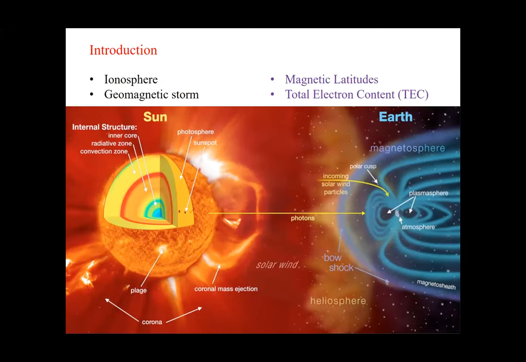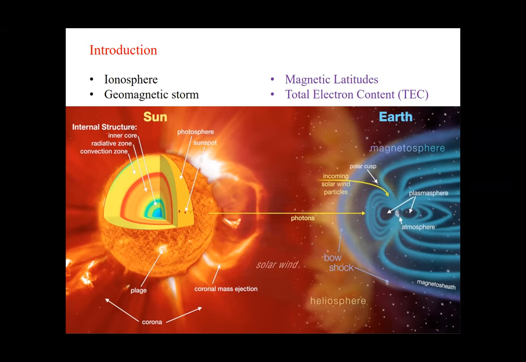So first is this drawing here, the typical drawing that shows the left panel showing the sun and the right showing the earth. So you can see the internal structure of the sun showing the inner core, the radiative, and then the convection. Most times during the activities of the internal dynamo of the sun, particles are ejected, popularly known as the CME, that is the coronal mass ejection.